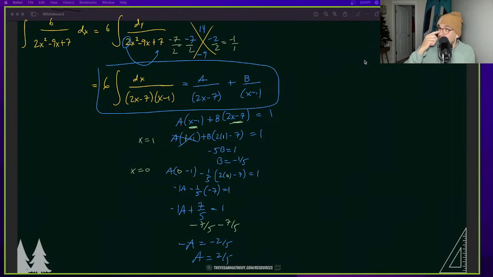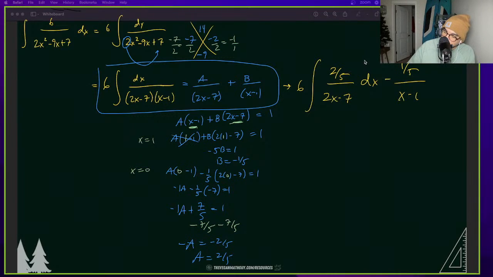If we look back at the integral that we had when we started doing the partial fractions, this integral is going to be 6 times the integral of the a value, which is 2/5 over 2x minus 7 dx, and then minus 1/5 over x minus 1 dx. Okay, it doesn't look like it blocks my screen, which is great.